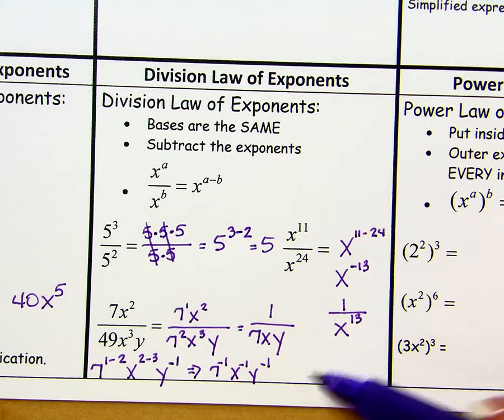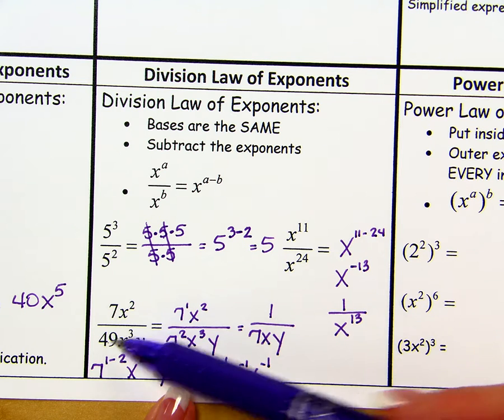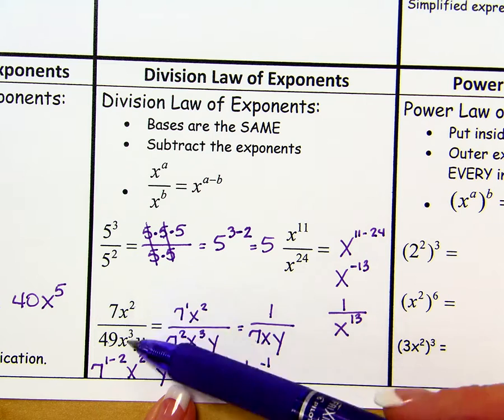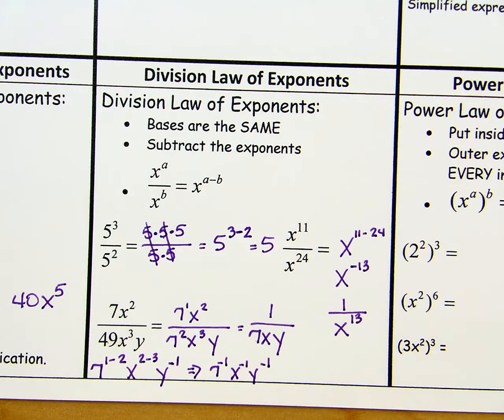So what I would normally do is say 7 goes into 7 one time, and it goes into 49 7 times. I have 2 x's on top, 3 on bottom. I'm going to have 1 left on the bottom, and the y just stays where it is.